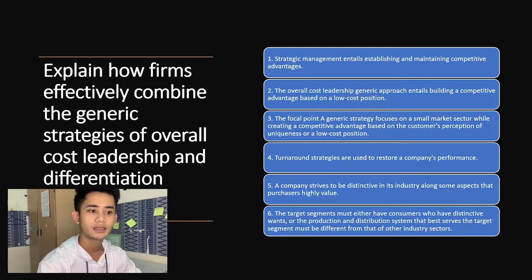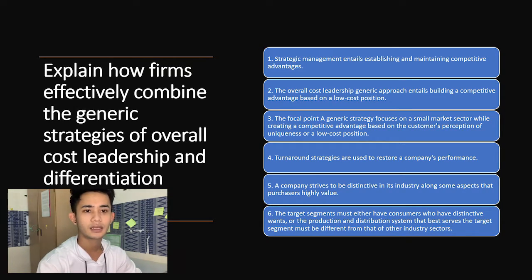In a differentiation strategy, a company strives to be distinctive in its industry along some aspects that purchasers highly value and consider vital, and positions itself distinctively to suit those demands. The target segment must either have consumers who have distinctive wants, or the production and distribution system that best serves the target segment must be different from that of other industry sectors.